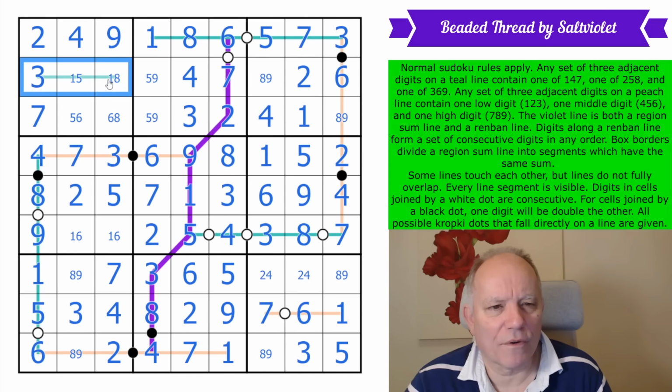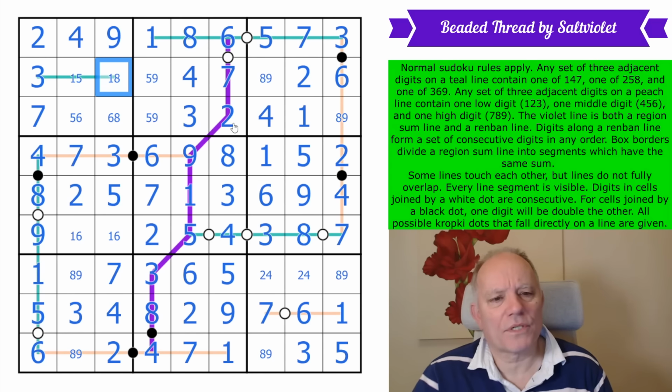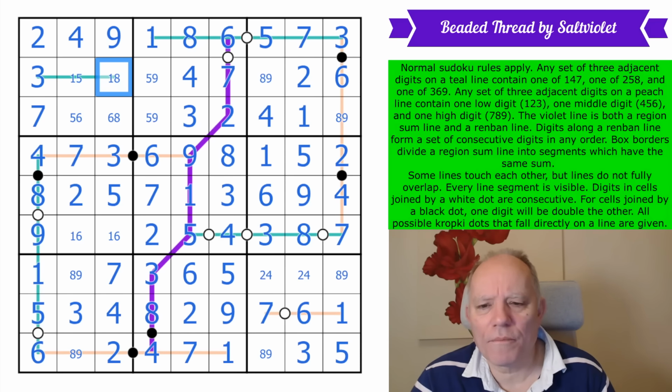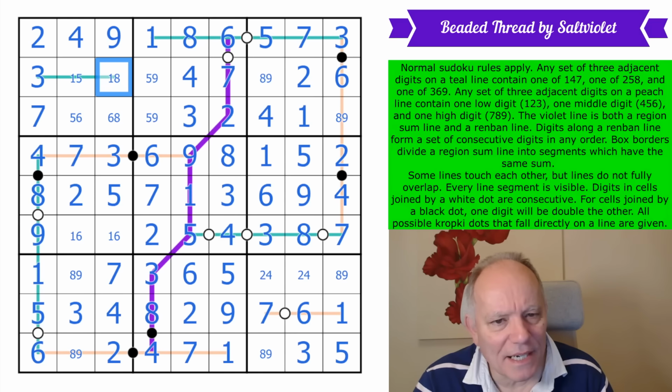3, 5, 7, 4, 2, 9 there. 8 in one of these cells. I'm so sorry, I'm utterly confused here. 3, 5, 1 is a perfectly valid line and 3, 1, 8 is an alternative perfectly valid line. No kropki dots. I mean, the kropki dots off the lines is not doing anything. I'm just checking the rules in case I've missed anything in the rules.